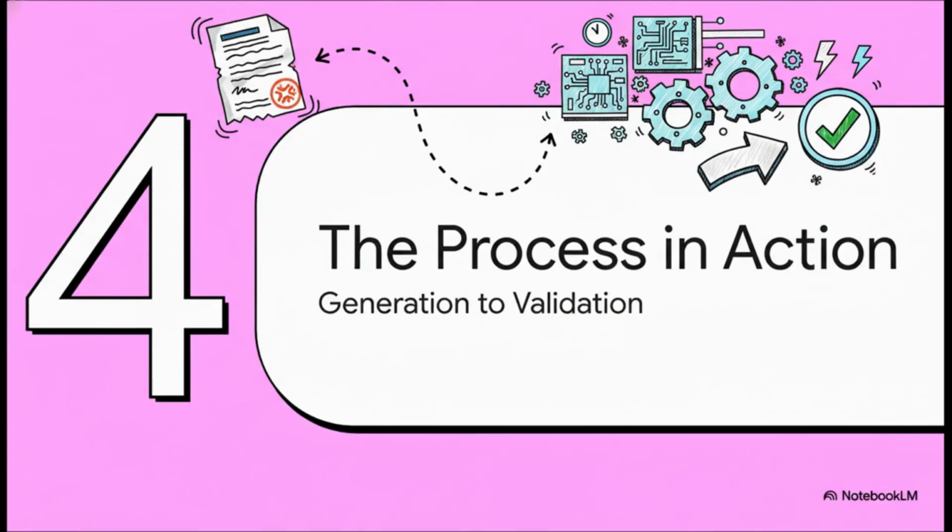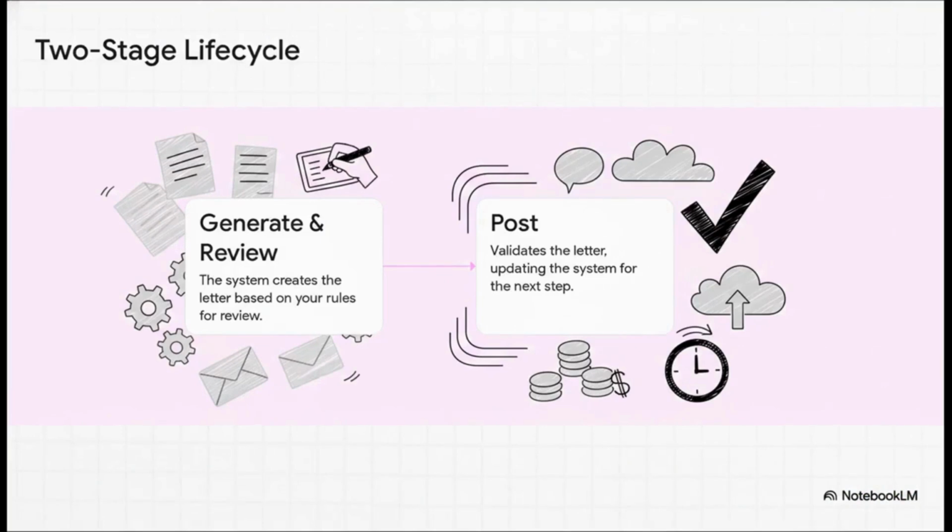All right, we've designed our strategy. Now let's see how this thing actually works in the wild. We're going to follow an overdue invoice and watch what the system does day to day. So the whole process has this simple 2-stage life cycle, and it's super important to understand.